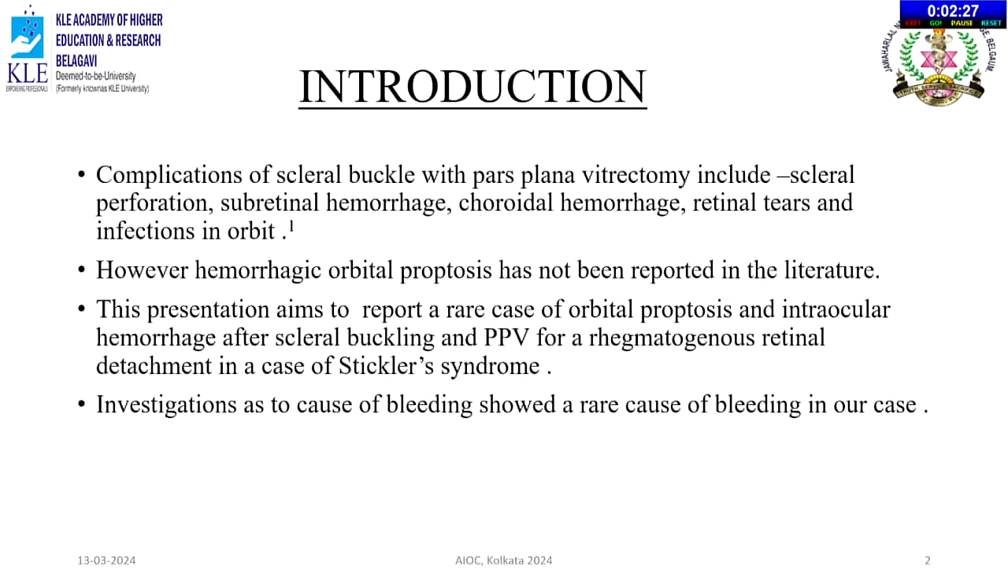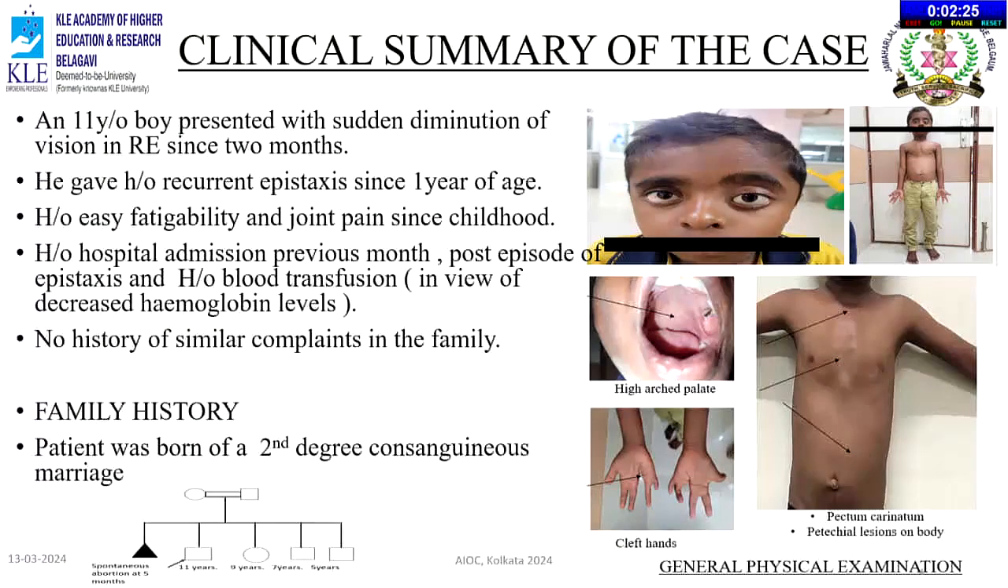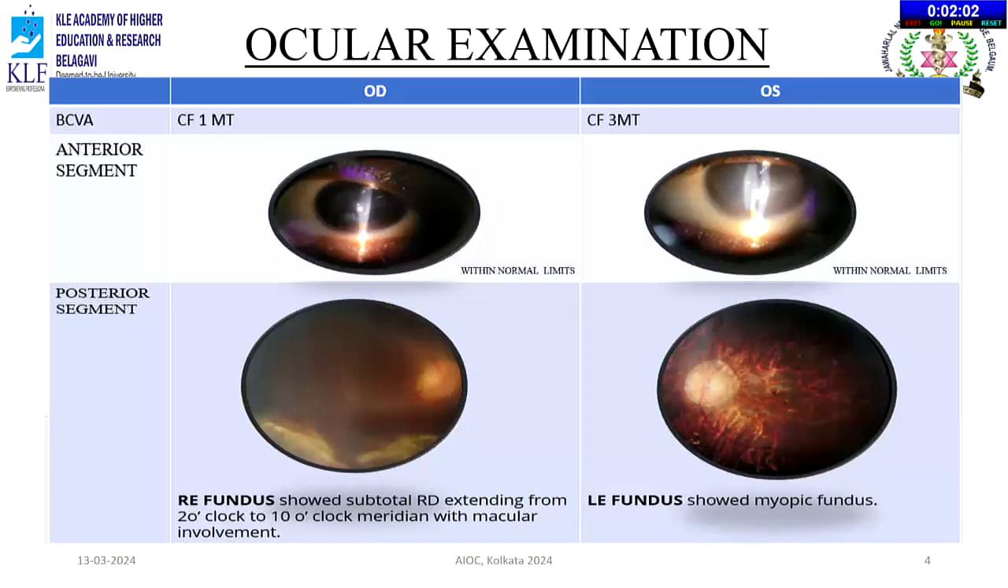This presentation aims to report a rare case of orbital proptosis and intraocular hemorrhage after scleral buckling and PPV for a rhegmatogenous retinal detachment in a case of Stickler syndrome. Investigations into the cause of bleeding showed a rare diagnosis in our case. An 11-year-old boy presented with sudden diminution of vision in the right eye since 2 months. He gave a history of recurrent epistaxis since 1 year of age, easy fatigability, and joint pain since childhood, hospital admission the previous month after an episode of epistaxis, and blood transfusions in view of decreased hemoglobin levels. No history of similar complaints in the family. Patient was born to a second-degree consanguineous marriage.